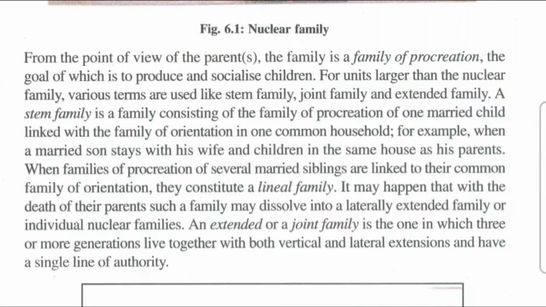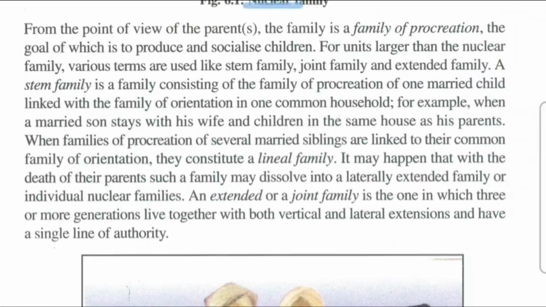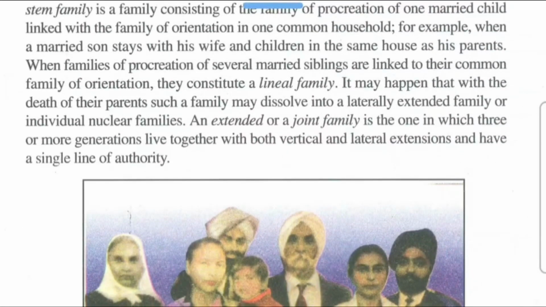A stem family is a family consisting of the family of procreation of one married child linked with the family of orientation in one common household. For example, when a married son stays with his wife and children in the same house as his parents. When families of procreation of several married siblings are linked to their common family of orientation, they constitute a lineal family. It may happen that with the death of their parents, such a family may dissolve into a laterally extended family or individual nuclear families.